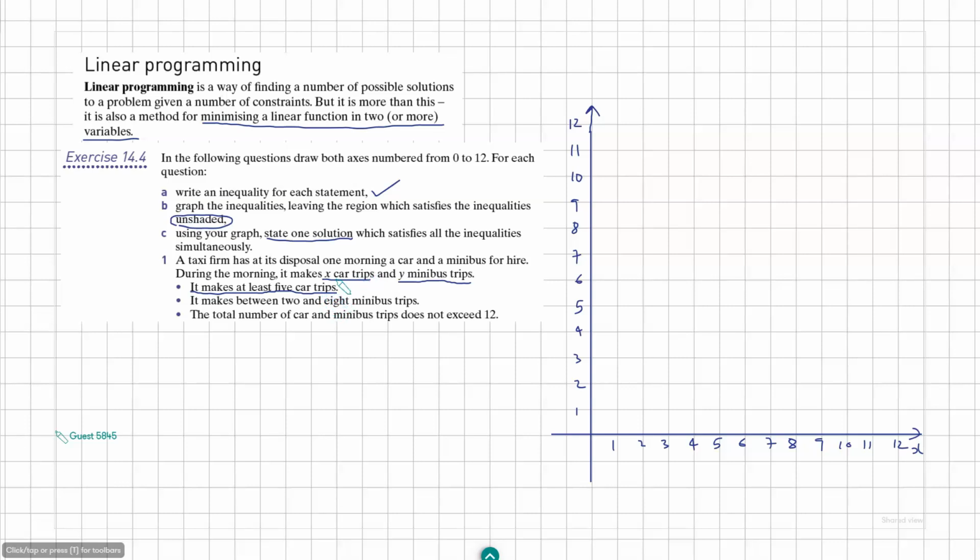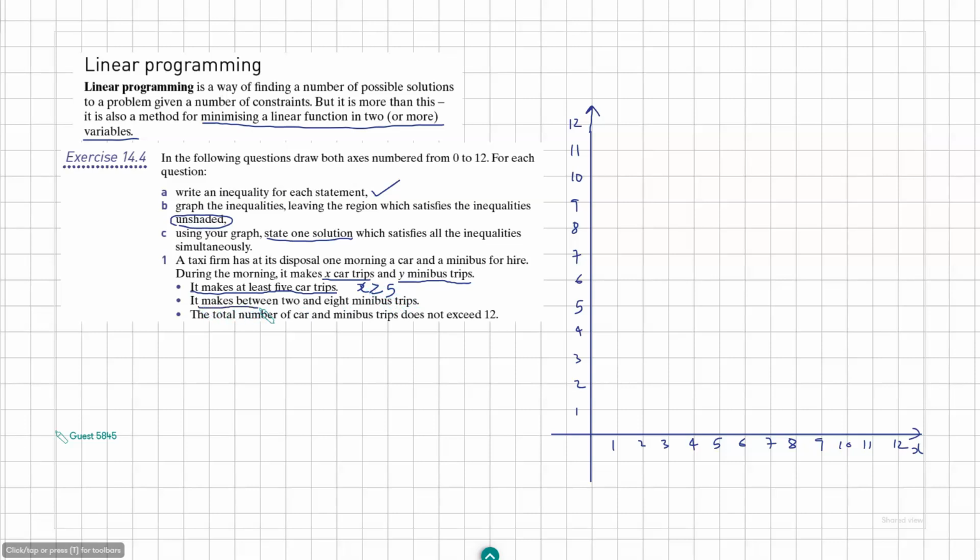Car trips is X. The number of car trips is X. It makes at least 5 car trips, so it makes 5 or more, right? 5, 6, 7 like that. That is what at least means. So X is greater than or equal to 5. At least 5 means 5 is also acceptable, so you can write X greater than or equal to 5.